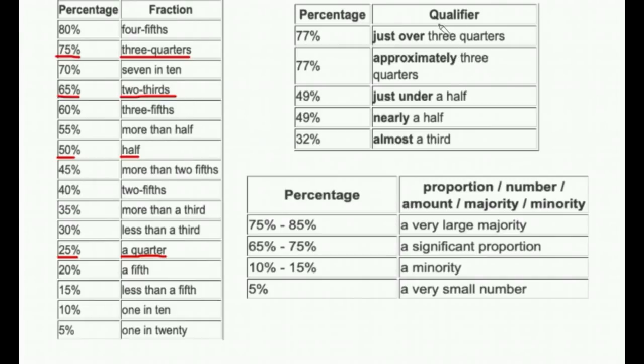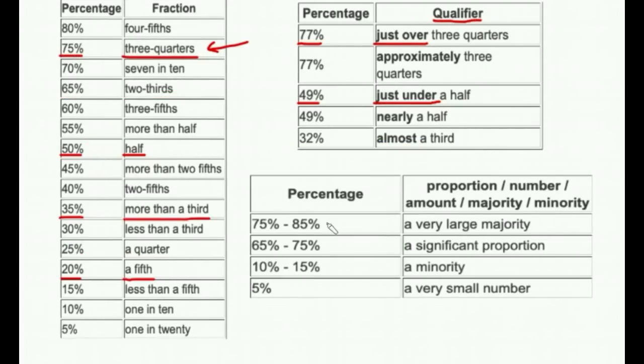But also you can use qualifiers to be a bit more accurate with these. So for example, 77%, well, that is slightly actually more than 3/4. So you can say just over 3/4. Another example, if you have 49%, well, it's not quite 50. So you could say just under a half. Or 32% is almost a third. Things like this will really help you to get a better score, as it shows the examiner that you have a good range of vocabulary and language use.